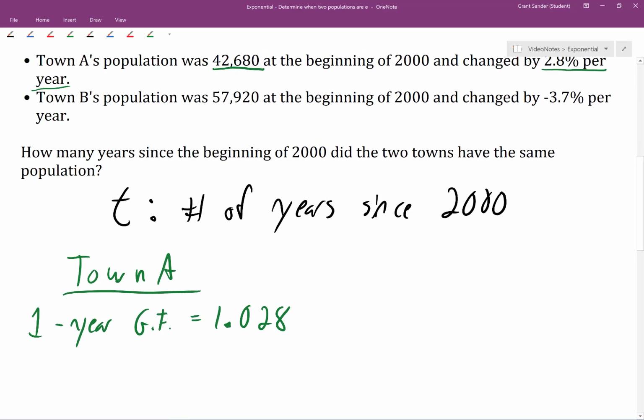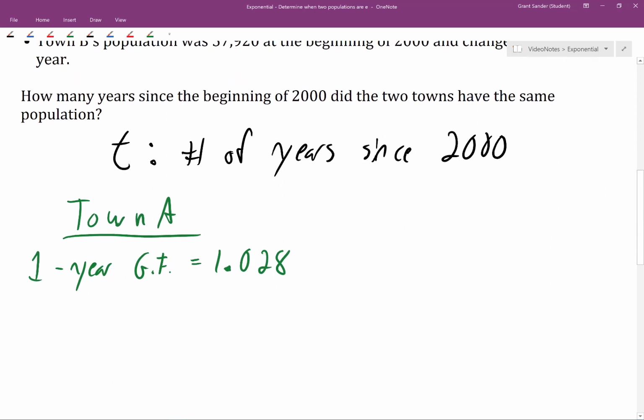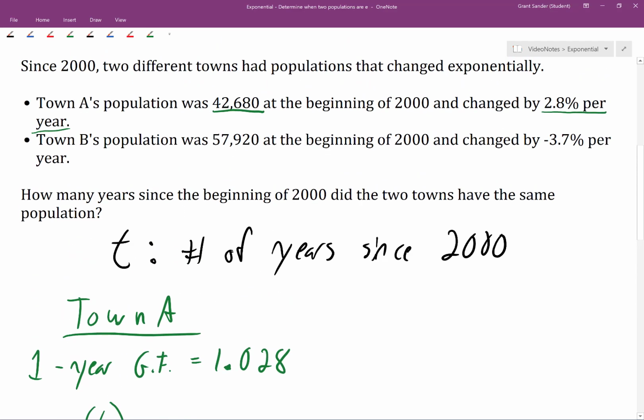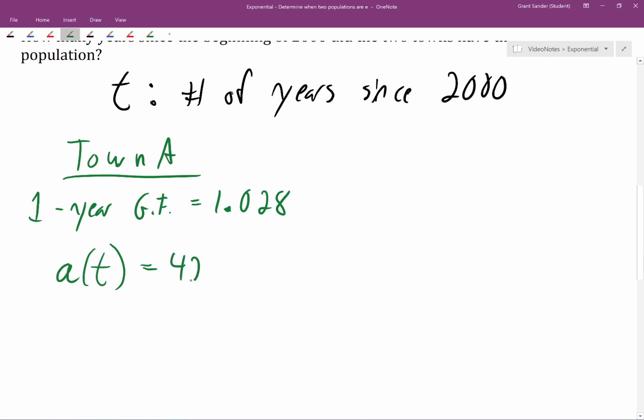And we had an initial population of 42,680, and therefore we get to define a function A. So we'll define a function A to represent the population of this town. So A of t, which represents the population, starts at 42,680, and it has a 1 year growth factor of 1.028. So our function formula is A of t equals 42,680 times 1.028 raised to a power of t.